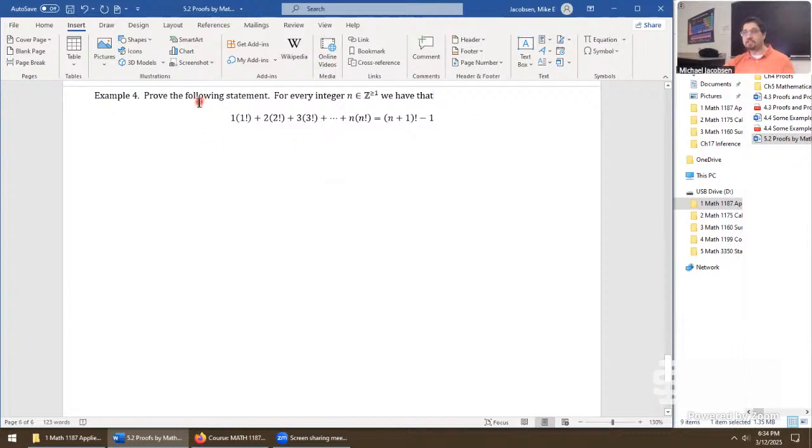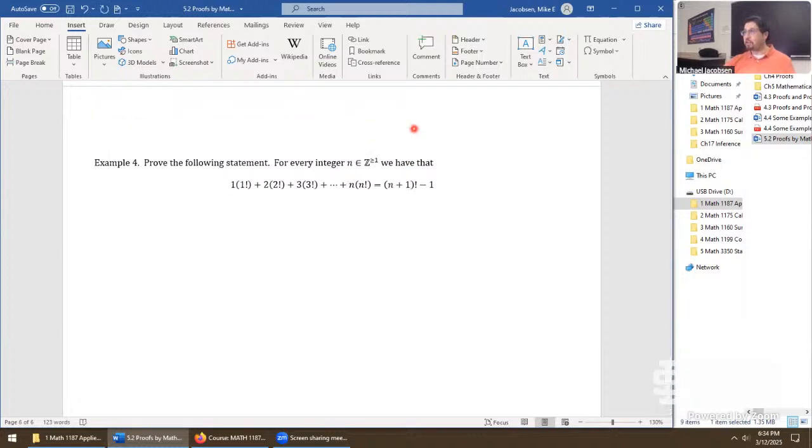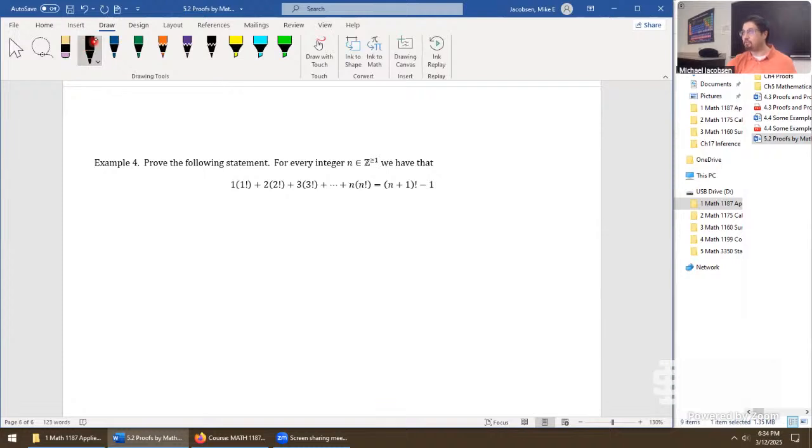So we want to prove another statement for all integers n greater than or equal to 1, that if you take 1 times 1 factorial, 2 times 2 factorial, and so on, all the way to n times n factorial, you get (n+1) factorial minus 1. We haven't worked with a lot of factorials so far in this class, so just so that we're all on the same page, let's just write down some simple examples.